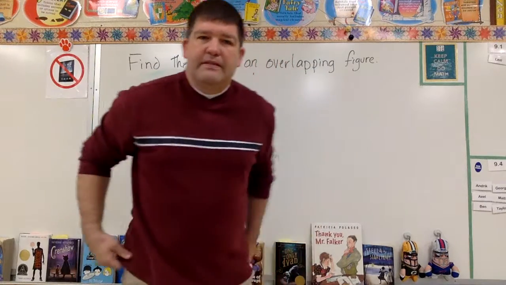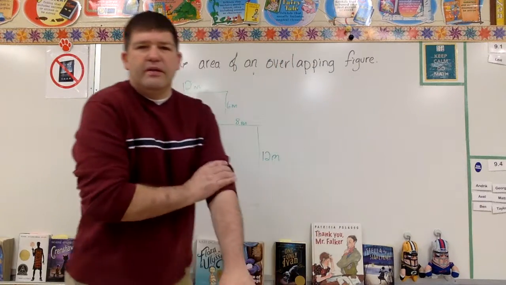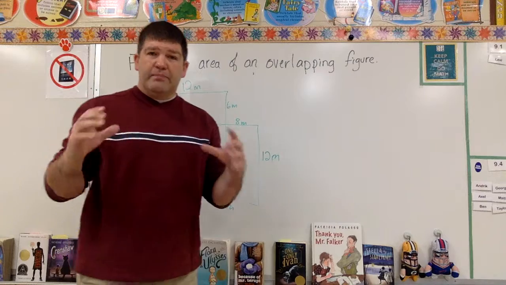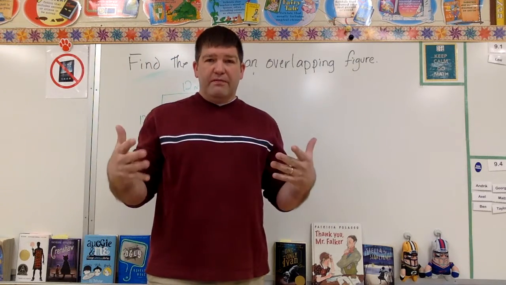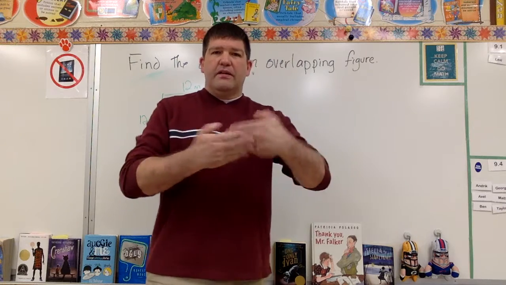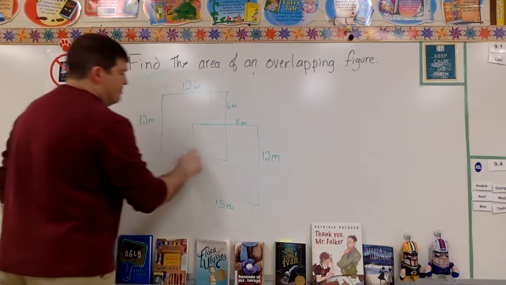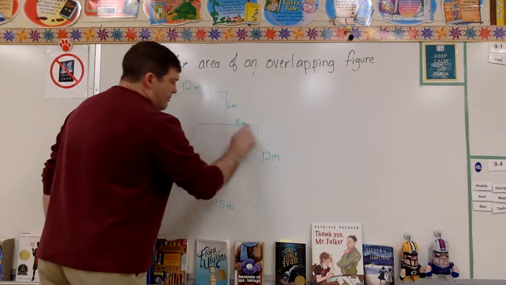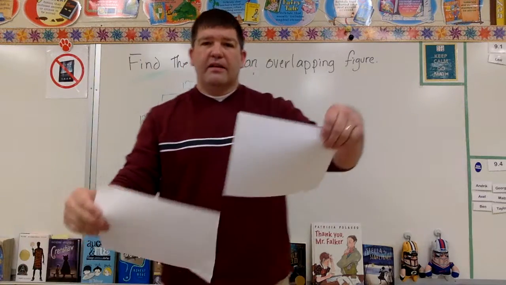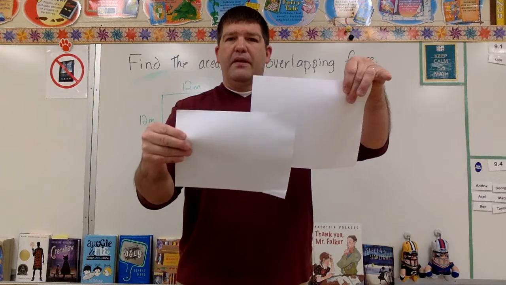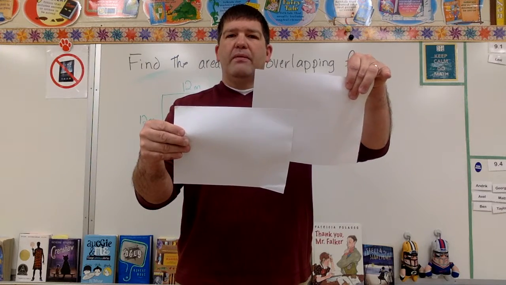This is 9.6 continued. This is part two. We're working on composite figures, finding the area. But here we have composite figures. We have two figures that are overlapping. So we have one big parallelogram here, and we have one big parallelogram here. They overlap. It's kind of like if you take two parallelograms and put it like this, you overlap.